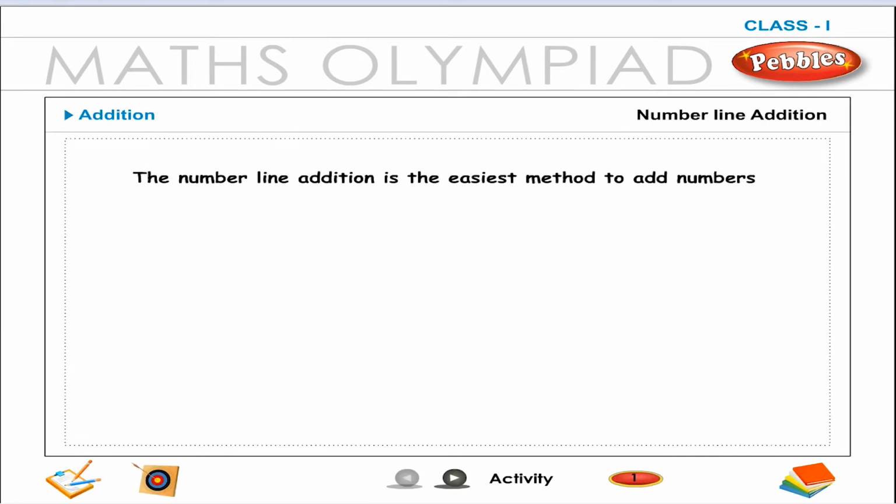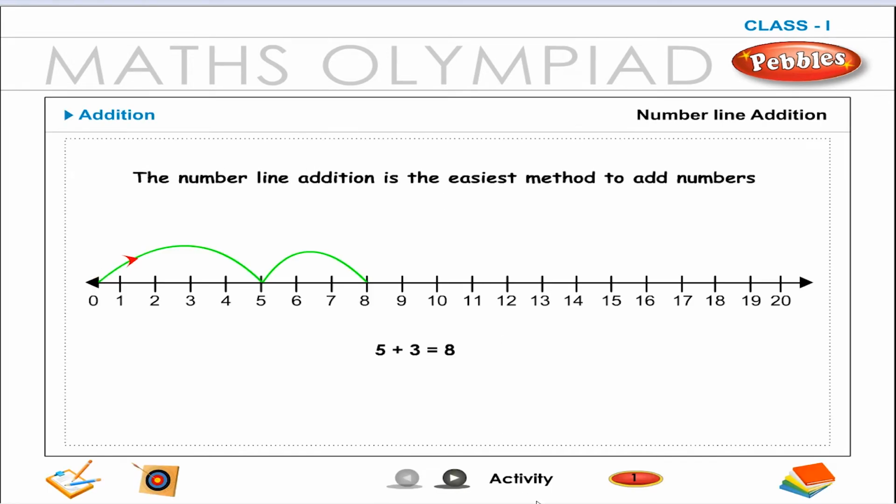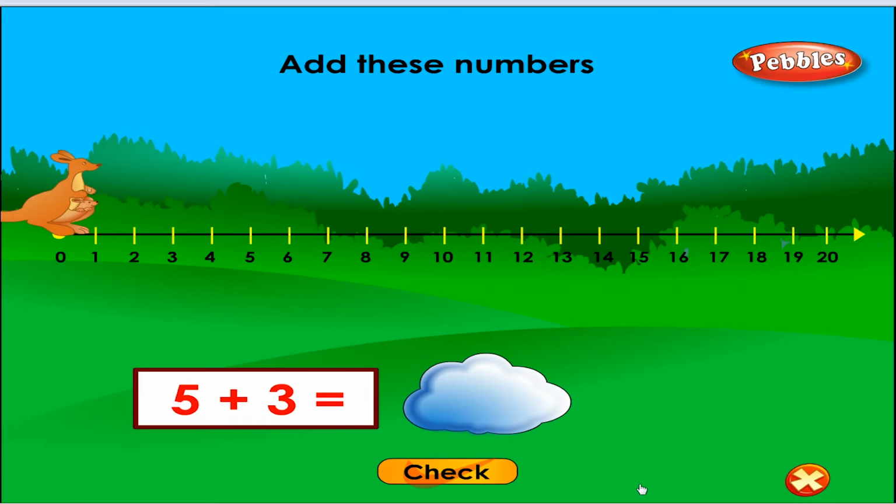Addition. Number line addition. The number line addition is the easiest method to add numbers. Using the number line, adding 5 and 3 gives 8. Add these numbers.